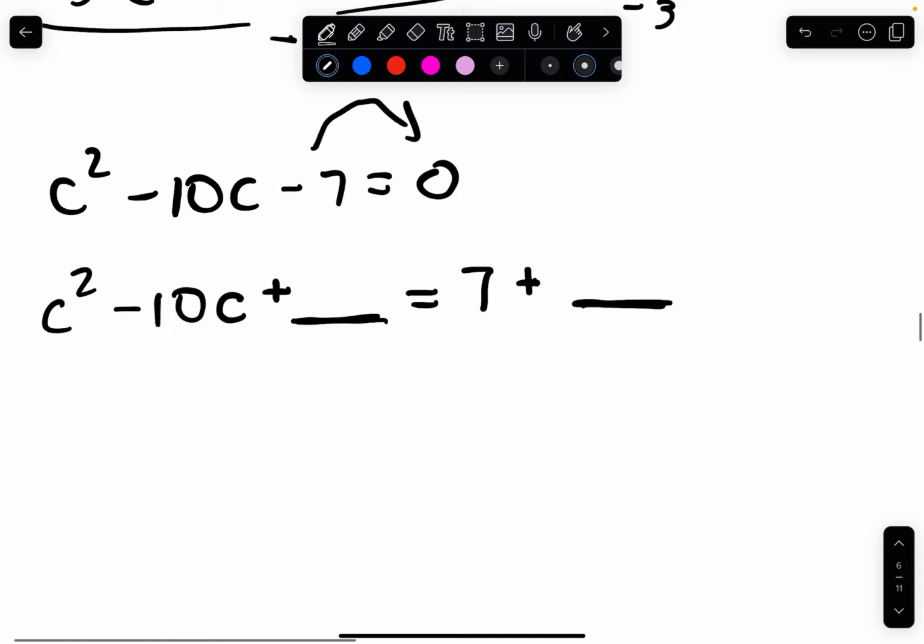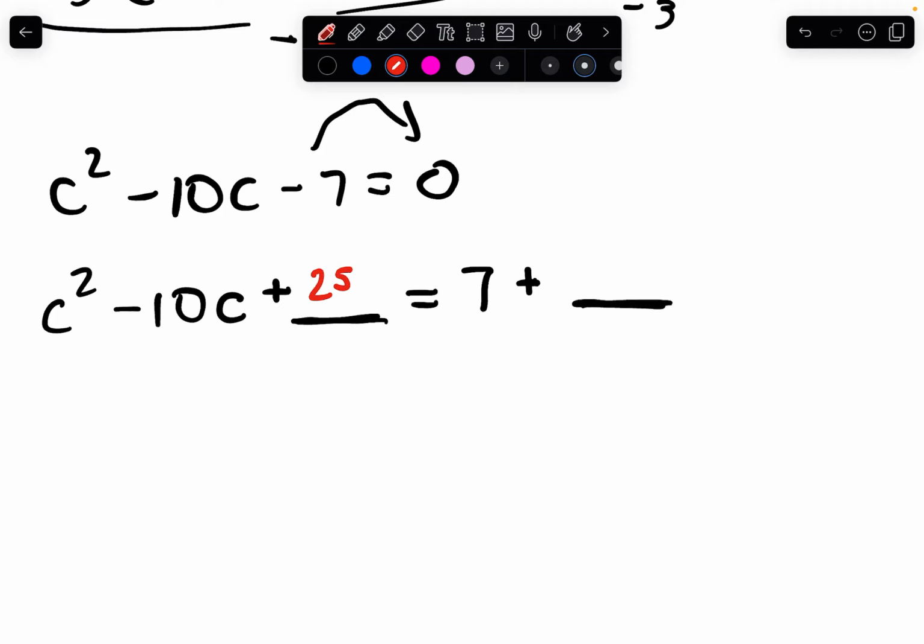Okay, the number that has to go here is 25, because negative 10 divided by 2 is negative 5, and negative 5 squared is 25. So if I'm adding 25 on the left side of the equation, I should also add it on the right side. Okay, let's factor this. Two numbers that multiply together give you 25, but added together give you negative 10, are going to be negative 5 and negative 5.